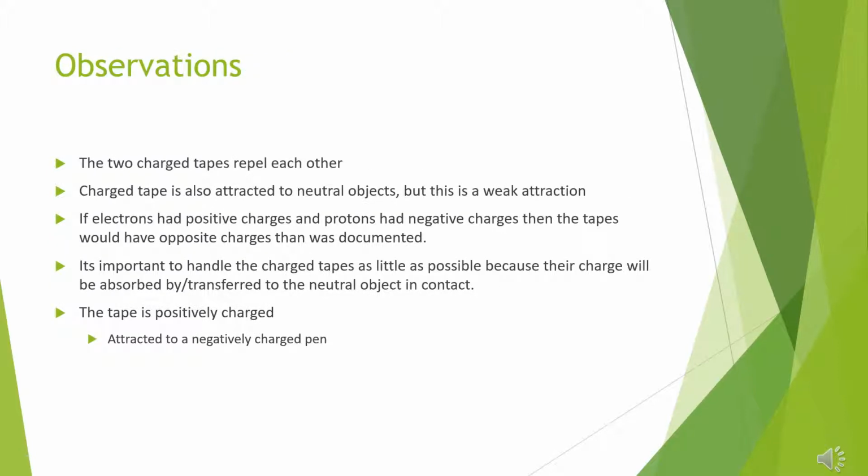Some of the observations recorded during the experiment were that the two charged tapes repelled each other. The charged tape was also attracted to neutral objects in a more weak attraction. If electrons had positive charges and protons had negative charges, then the tapes would have opposite charges than documented. And it was really important to handle the tapes carefully because the charge will be absorbed by the neutral objects in contact. And then overall, the tape was positively charged, attracted to the negatively charged pen.